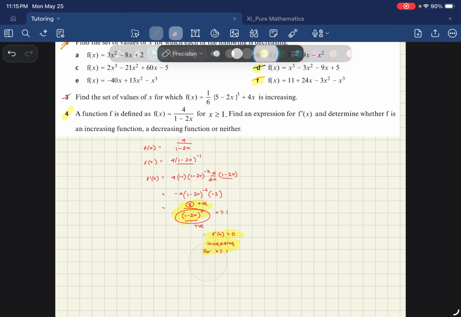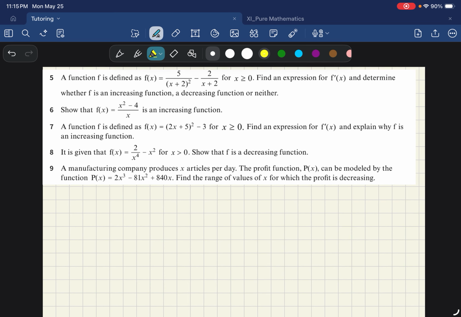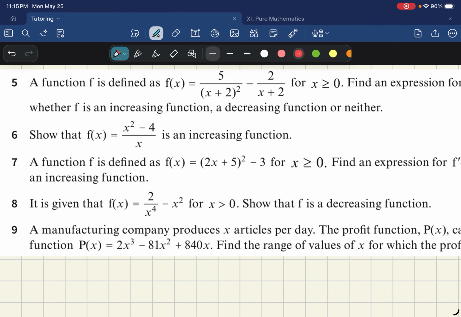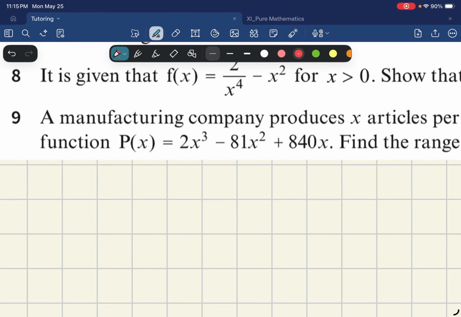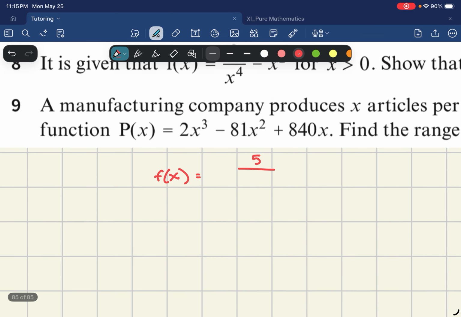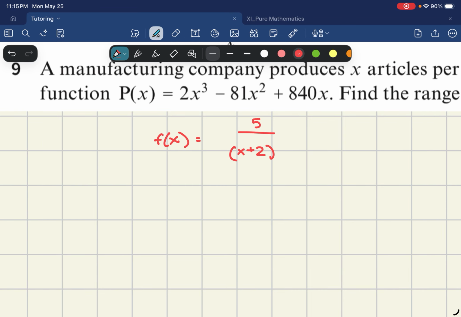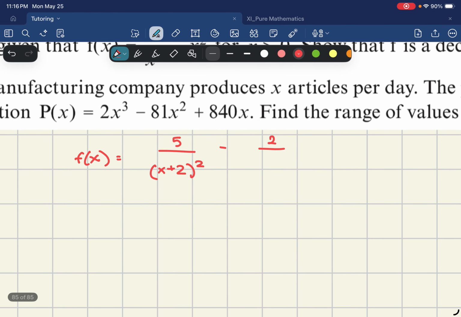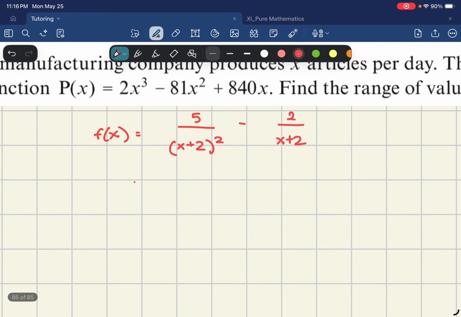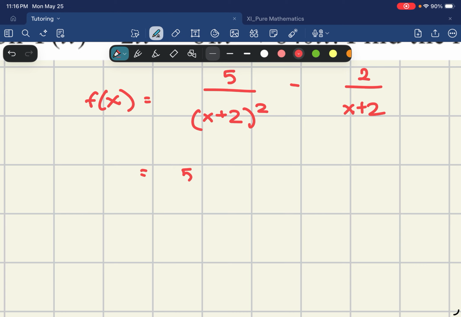Question 5. A function f is defined as this expression. Okay, it's basically the same question. So f of x is equal to 5 divided by x plus 2 squared, minus 2 over x plus 2. So let's write this in a form where we can use our power rule easily. So x plus 2 to the power minus 2, minus 2 times x plus 2 to the power minus 1. So I can write this expression like this.